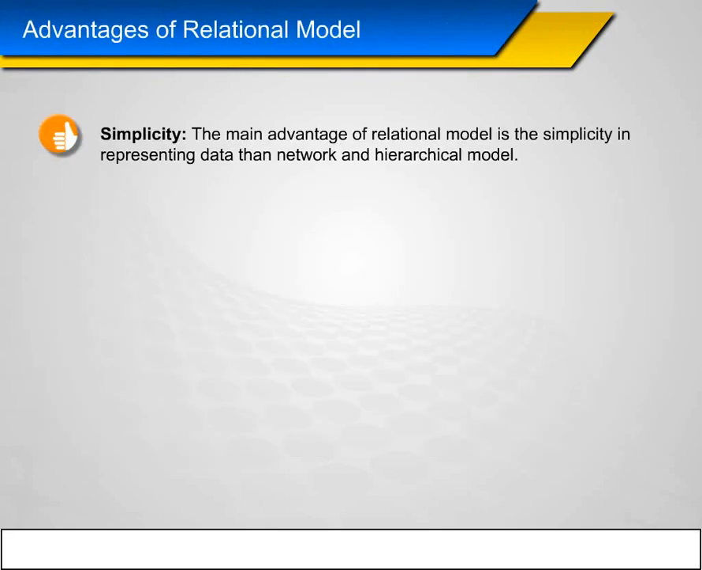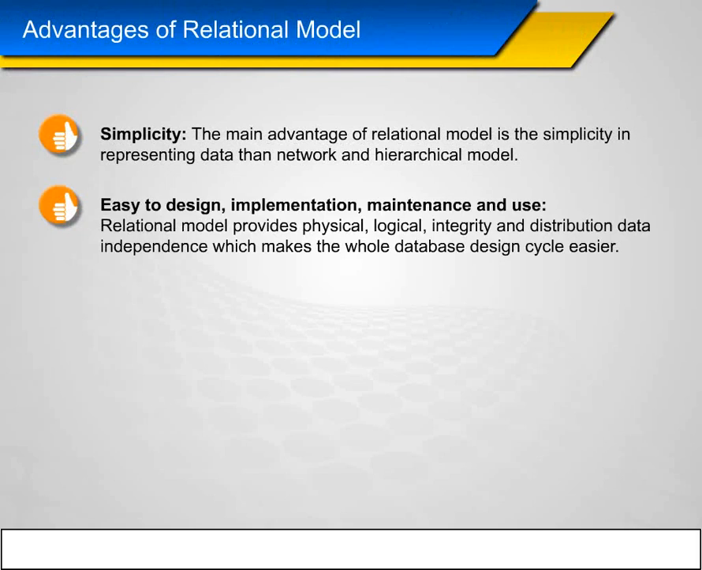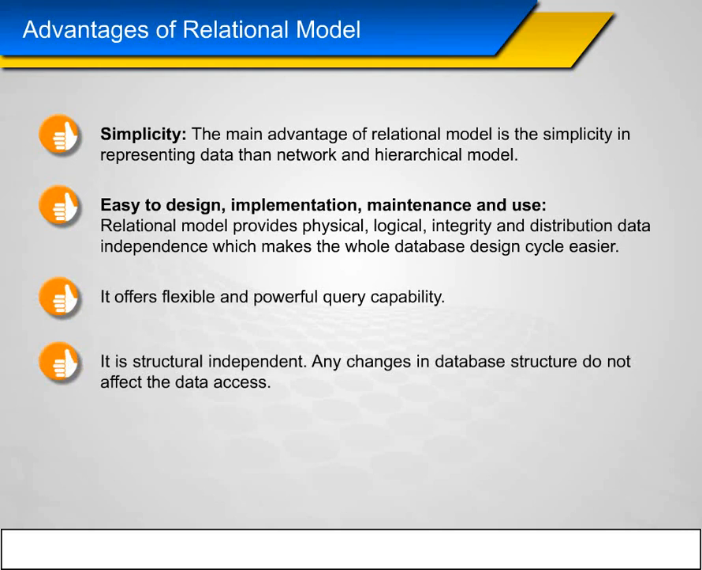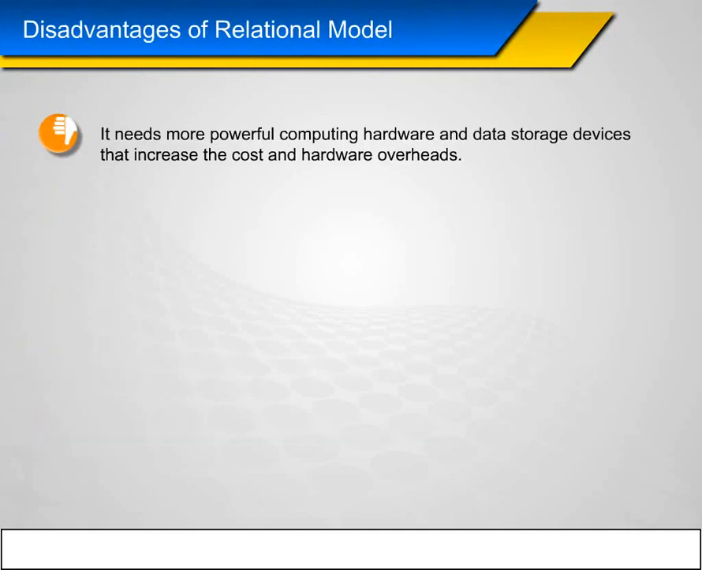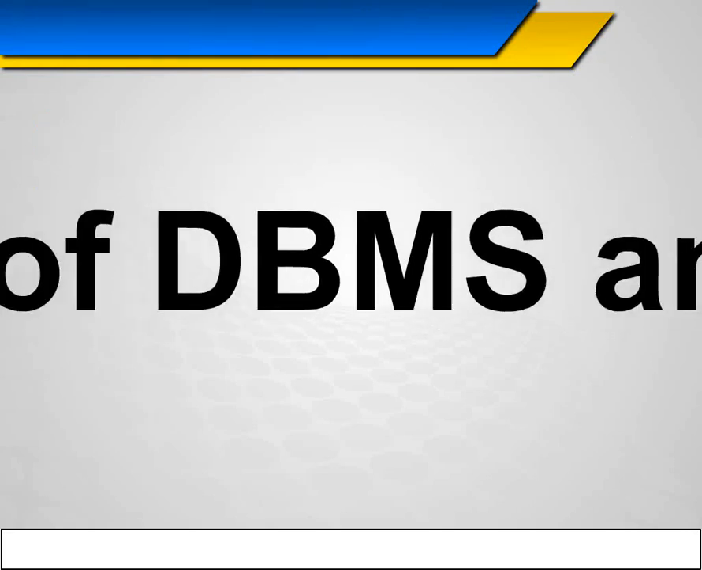Advantages of relational model. Simplicity. The main advantage of the relational model is the simplicity in representing data compared to the network and hierarchical models. Easy to design, implement, maintain, and use. The relational model provides physical, logical, integrity, and distribution data independence, which makes the whole database design cycle easier. It offers flexible and powerful query capability. It is structurally independent.